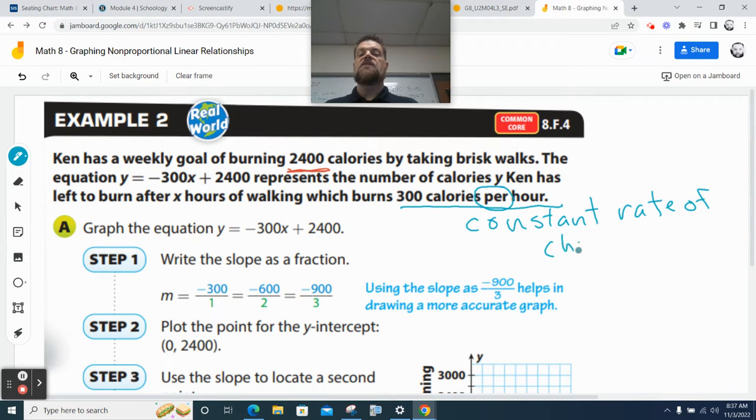1 hour, he's going to burn 300 calories based on the number of hours he walks. Constant rate of change. Well, what's another word for a constant rate of change? Slope. Consequently, look at this. What's the number in front of the x value? Negative 300. So what they want us to do is graph negative 300 times x plus 2400.